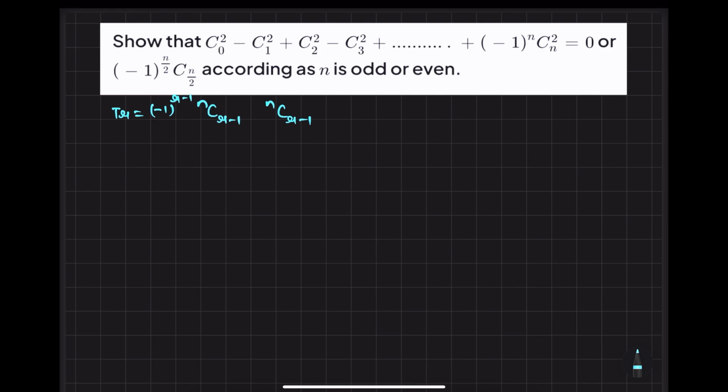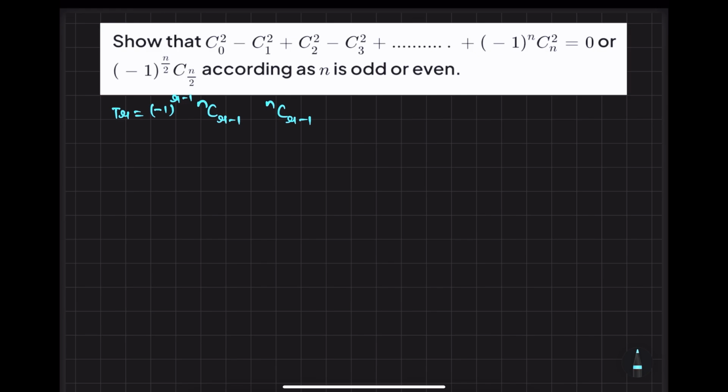Suppose it is term 1. So 1 minus 1 is 0. So minus 1 power 0 is positive 1. So suppose that r is 2, the second term. So 2 minus 1 is 1. So minus 1 power 1 is minus 1. So it is going in the correct order.